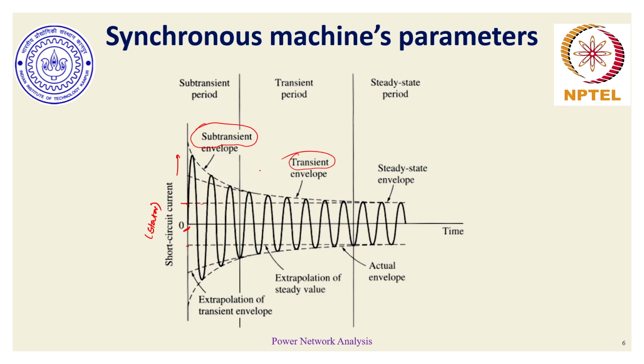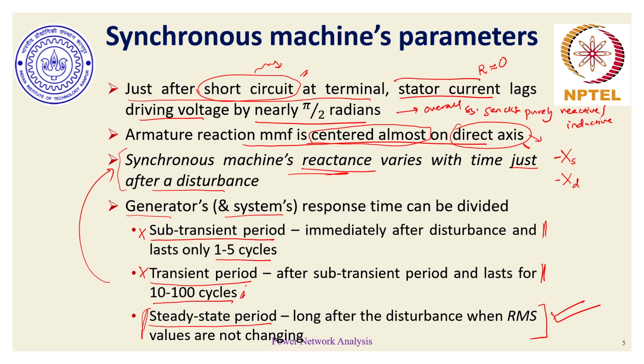The decay is still not 0. So, and finally, after the decay has happened at t is equal to infinity, the steady state period would come in, which typically happens after a few hundreds of cycles.